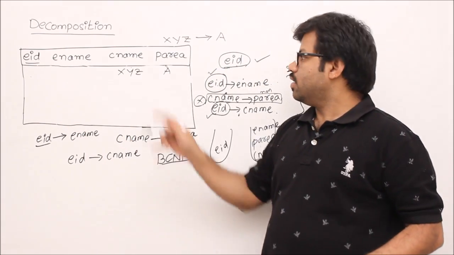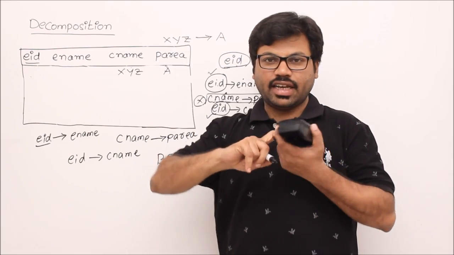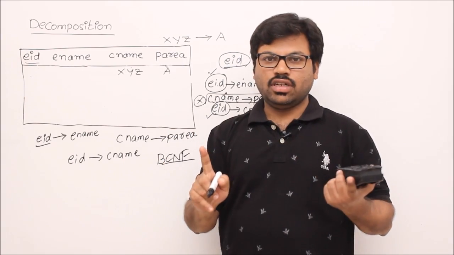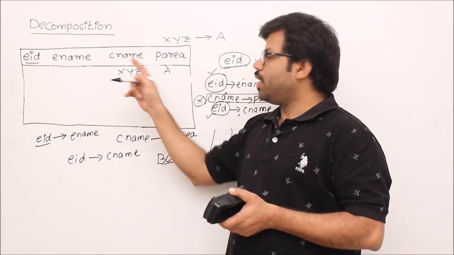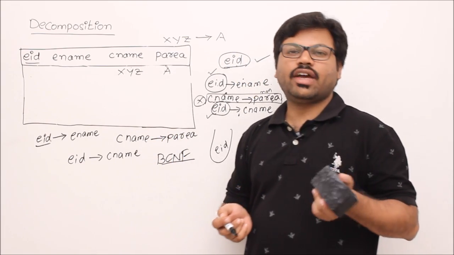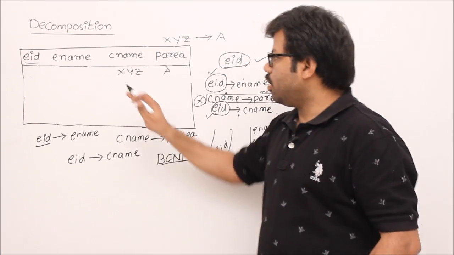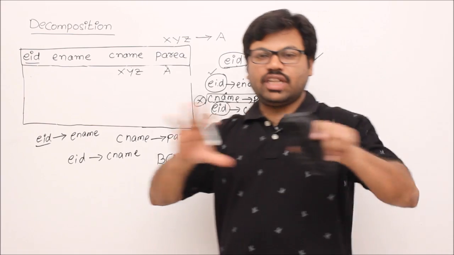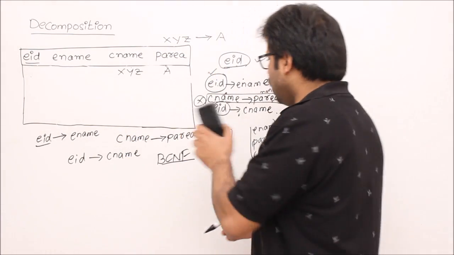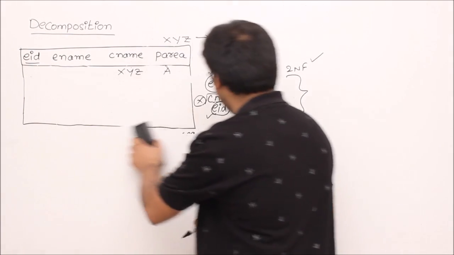That's why finally car name determines parking area is not a natural association. That should not be in this table. So what to do? We have to split the table into parts, right? That's what I want to convey finally. So this table should be divided into some parts, so that the division is a natural association. Let's see how to divide this table into two parts.